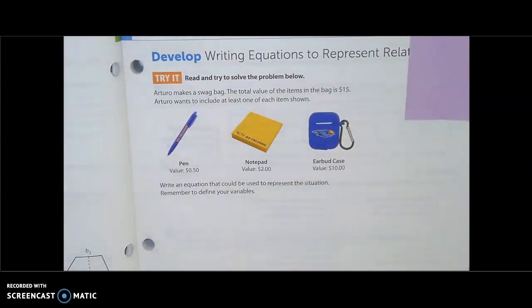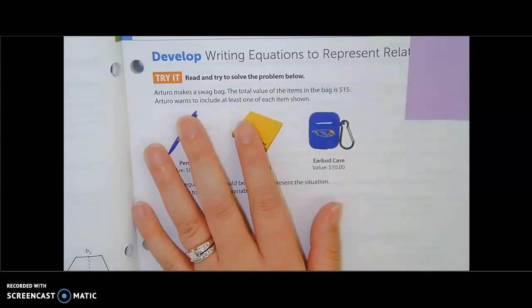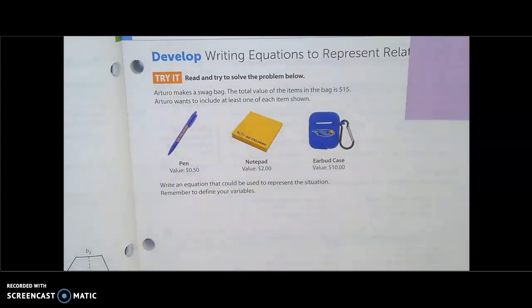Hey, 8th graders. So, in the Try It today, we were trying to write an equation that could be used to represent the situation. And the situation was that Arturo was making a swag bag. Total value of the items in the bag was $15, and he wants to include at least one of each item shown. And then it said write an equation that could be used to represent the situation. Remember to define your variables.